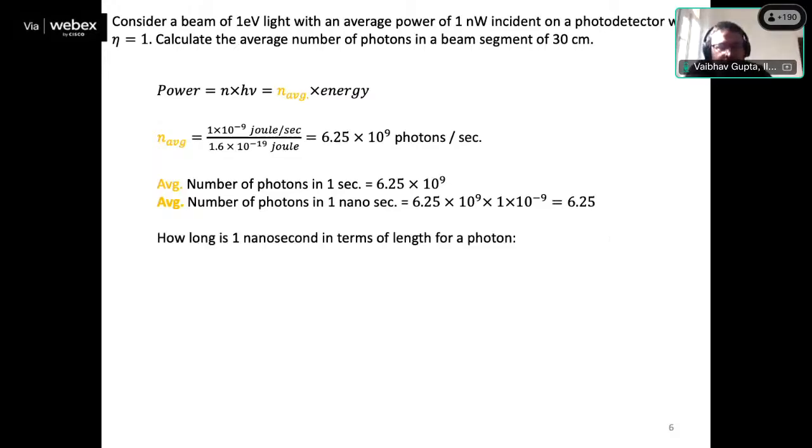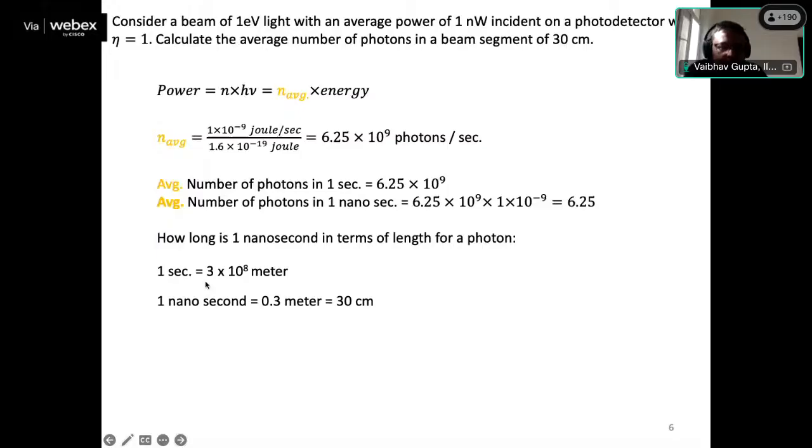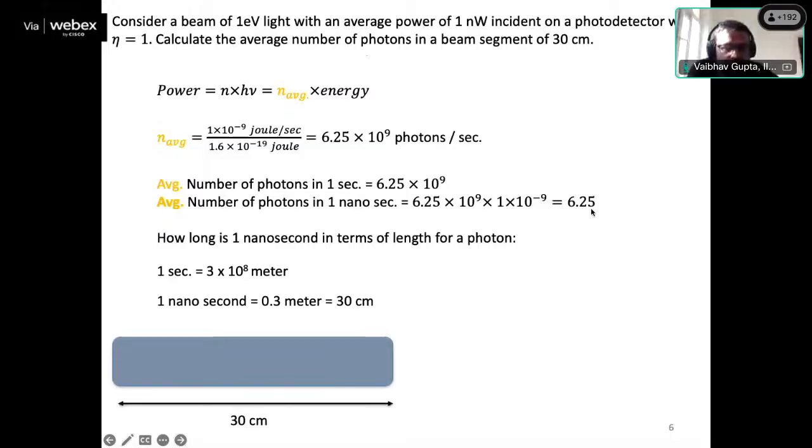So how long is 1 nanosecond in terms of length for a photon? So we know that the velocity of light is 3 times 10 to the power 8 meter per second. So in 1 second, light travels this much of distance. So in 1 nanosecond, light or photon travels this much of distance, which is 30 centimeter. And this was the question, that in 30 centimeter, average number of photons. So 30 centimeter is equal to 1 nanosecond. If I know the photons in 1 nanosecond, I can tell. So I know that already in 1 nanosecond, there are 6.25 photons. So in a 30 centimeter length, I have 6.25 photons.